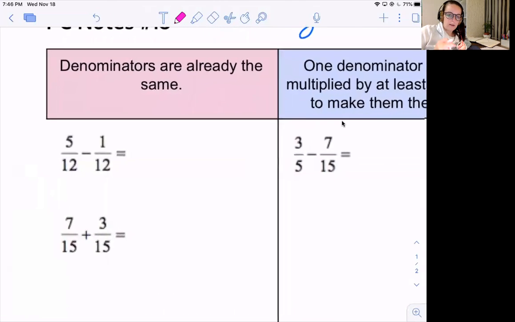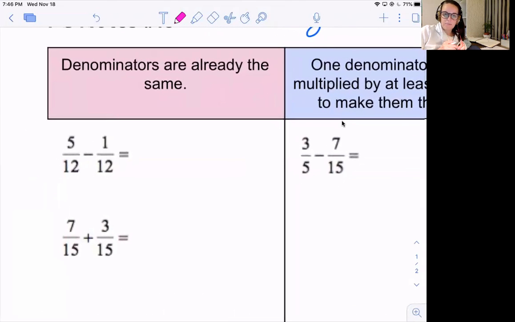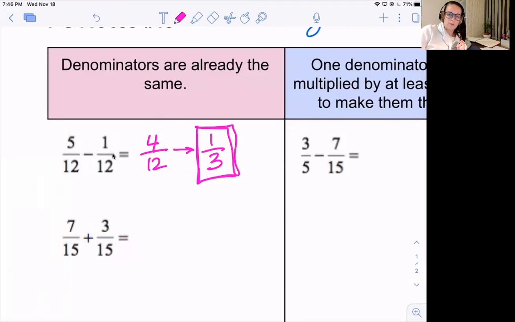So for the denominators always already being the same, this is what we would call having a common denominator, right? They both have the denominator of 12. So I can just do what's on top here. So 5/12 minus one of those twelfths would be 4/12. And I want to not forget to reduce if necessary. So dividing top and bottom by 4, I get 1/3. So 4/12 is 1/3.